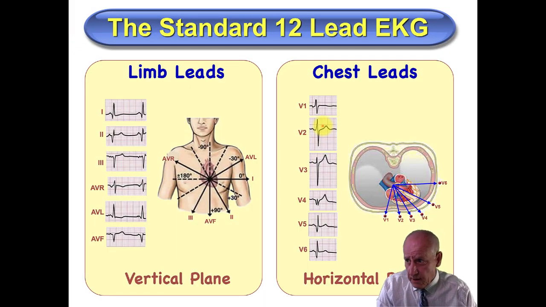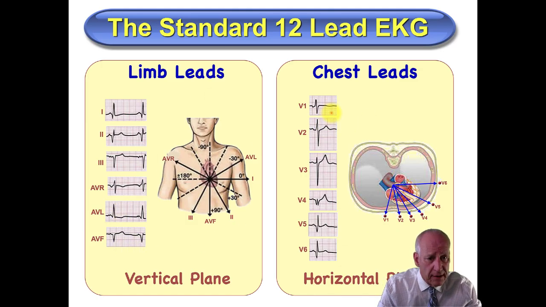Okay, to summarize, the standard clinical EKG uses 12 leads to record the same electrical events in the heart from 12 different vantage points. We have limb leads 1 through 3, AVR, AVL, and AVF in the vertical plane, and in the horizontal plane we have the precordial leads V1 through V6, and that sums up to 12 leads.